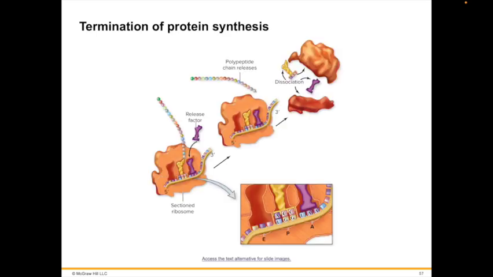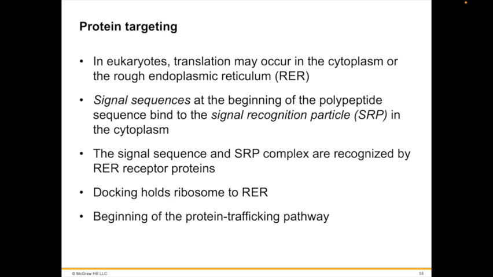And there you have it. Termination. In eukaryotes, translation can occur either in the cytoplasm or on the rough endoplasmic reticulum. Proteins that are translated on the rough endoplasmic reticulum are targeted there based on their own initial amino acid sequence.